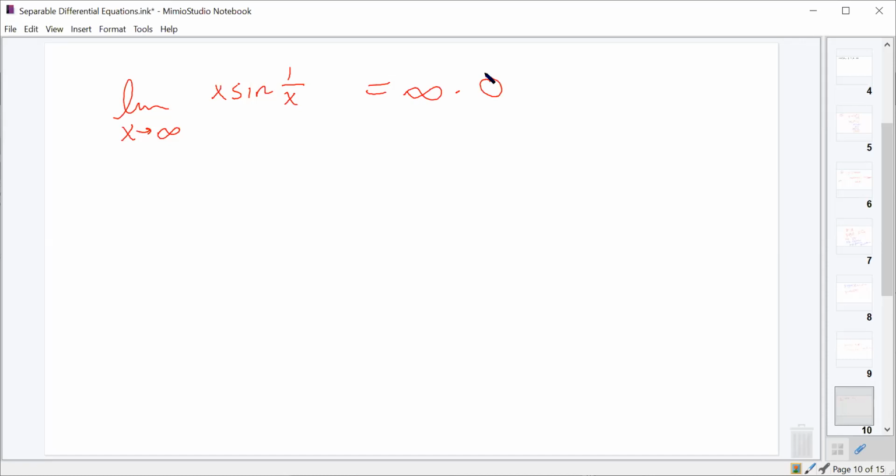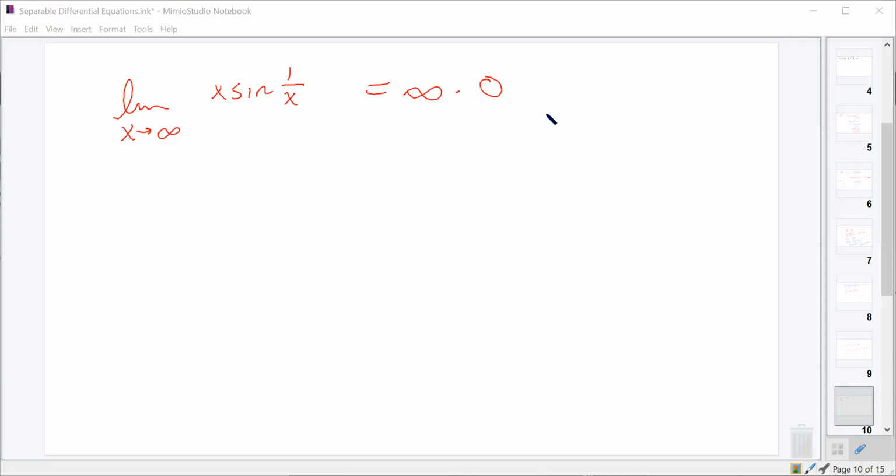It sort of depends on how quickly we're approaching infinity and how quickly we're approaching 0 for each piece of it. So what we need to do then is find a way to convert it into something that is no longer 0 times infinity. And the best way to do that for this one is to do a u substitution.